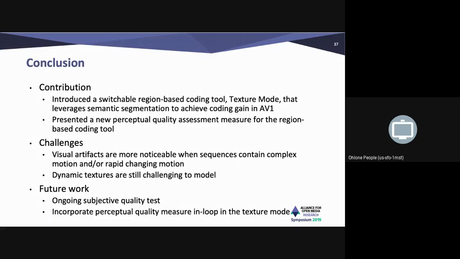In terms of future work, we're conducting an ongoing subjective quality test. We hope that this will align well with what we're observing quantitatively as well. And then we feel that there are also opportunities to incorporate the quality measure in the loop in terms of deciding when to enable or disable this mode. Okay, thank you. Questions?